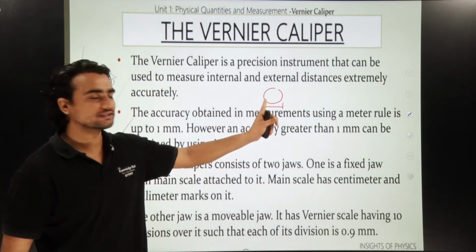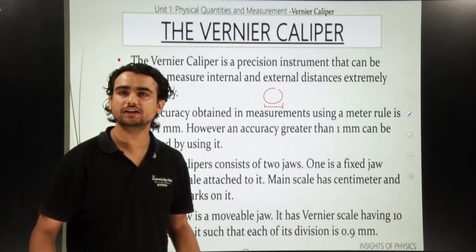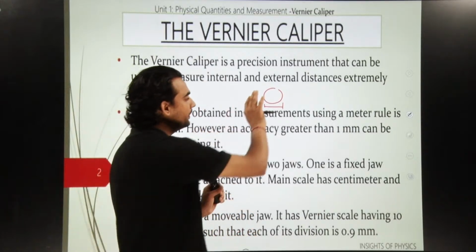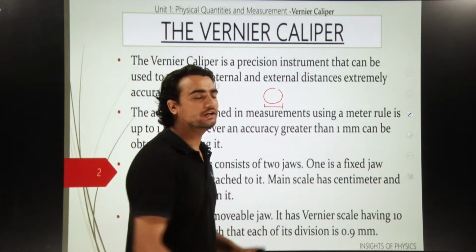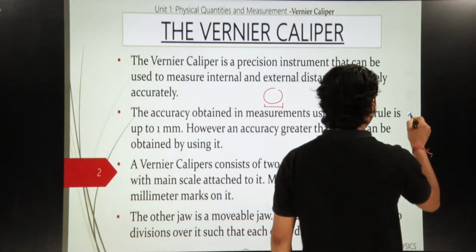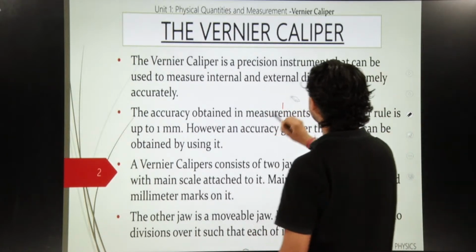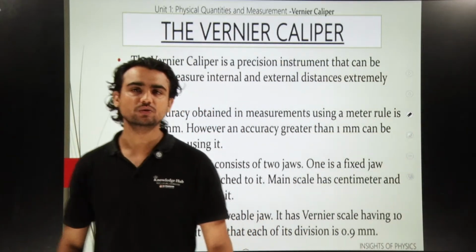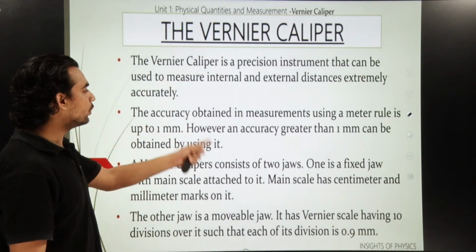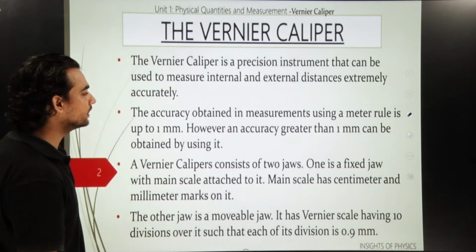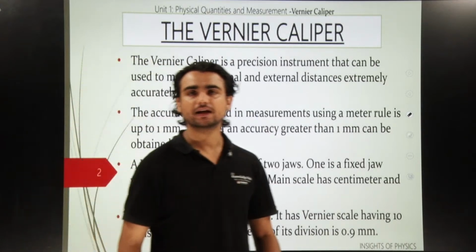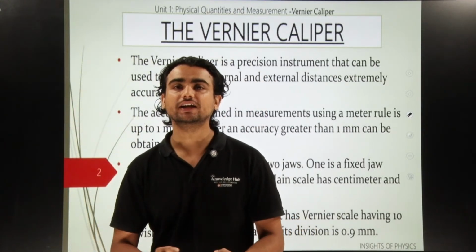But this is a circle, if you see correctly. So for a circle, it is easy to measure using a scale. But for a 3D object, it will be a round sphere. So I cannot accurately measure using a scale. It will be very difficult for me. But with the help of Vernier caliper, we will see that it is very easy for us to find the radius or the diameter. The accuracy obtained in measurements using a meter scale is up to 1 mm, right? And using a Vernier caliper, what is the accuracy which we get?